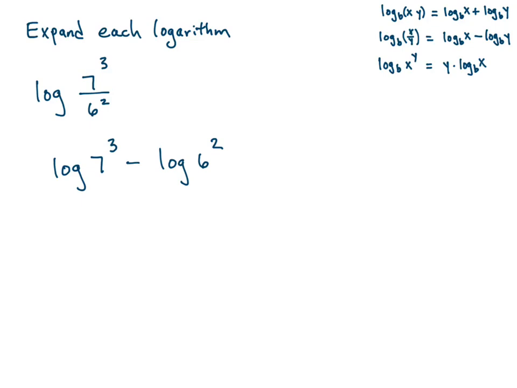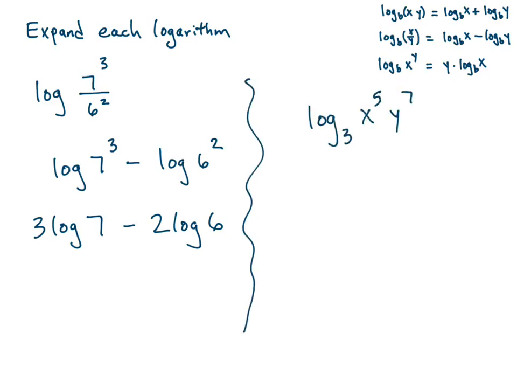Once you've done that, you can take the exponents that are on the argument and move them to the front. So log base 10, I didn't write the base, log base 10 of 7 to the third, that 3 can move to the front. So it'd be 3 log of 7 minus 2 log of 6. And of course I could put the original equation on my calculator, or I could put that on my calculator, and I would get the same exact value for both of those.